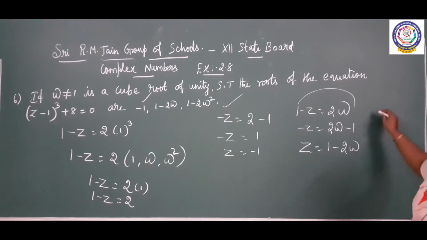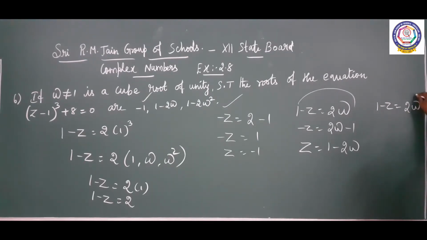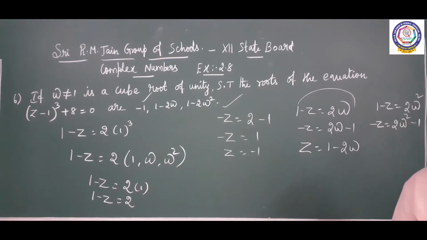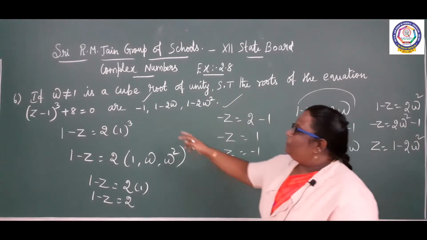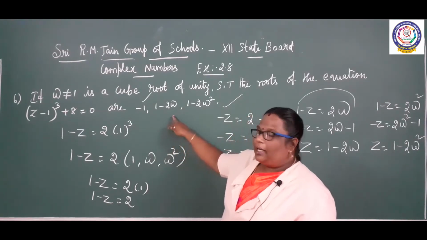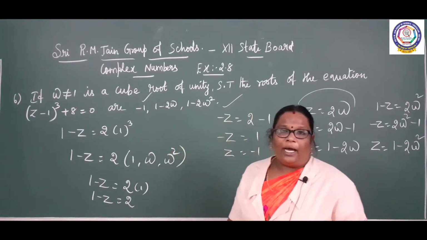What is the next one? 1 minus z equal to 2 omega square. So minus z equal to 2 omega square minus 1. z equal to, you change the sign, 1 minus 2 omega square. Hence we verified minus 1, 1 minus 2 omega and 1 minus 2 omega square.